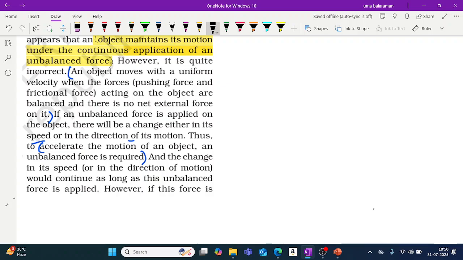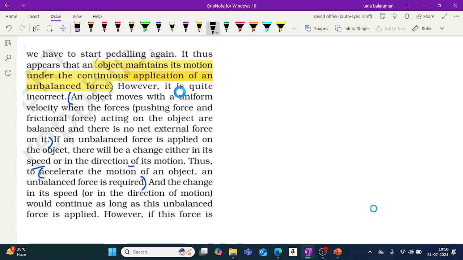No problem. If you don't understand, ask me. I'll repeat this once again because it is basic. We feel that an object maintains its motion under the continuous application of unbalanced force. But what is actual? An object moves with uniform velocity when the forces acting on the object are balanced and there is no net external force on it. You don't have to keep giving unbalanced force. Only at the start you have to give unbalanced force. Then after that, balanced is good enough.